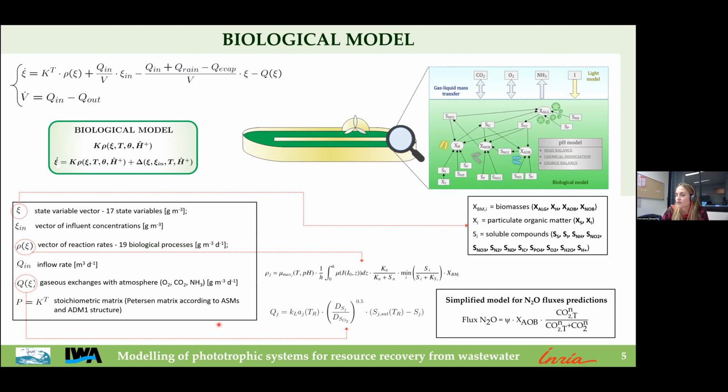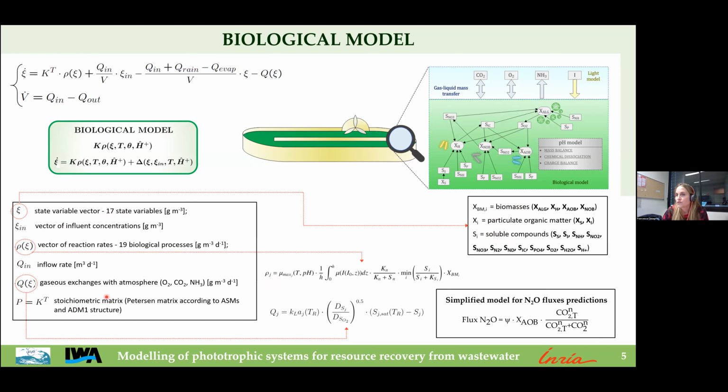And concerning the biological model, we are modeling the interaction among the phototrophic algae, heterotrophic bacteria, and nitrophile bacteria. And the structure of the biological model is inspired to the activated sludge and anaerobic digestion model through the stoichiometric matrix. Then we have the state variable vector with biomasses and particulate and soluble compounds, and also the vector of reaction rates of the biological processes. For example, here, the growth of algae, and also the gaseous exchange with atmosphere. And more recently, we added a module for the prediction of nitrous oxide fluxes that was calibrated with dedicated experiments.